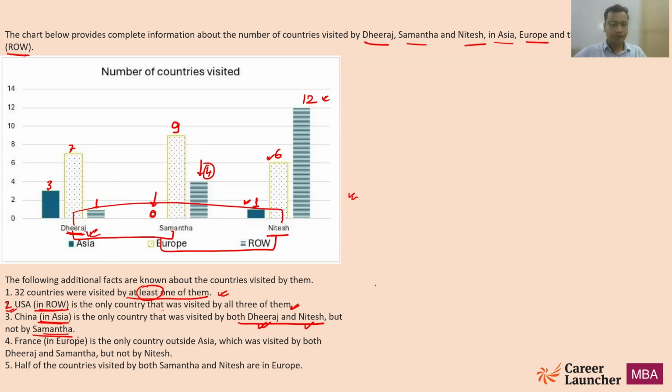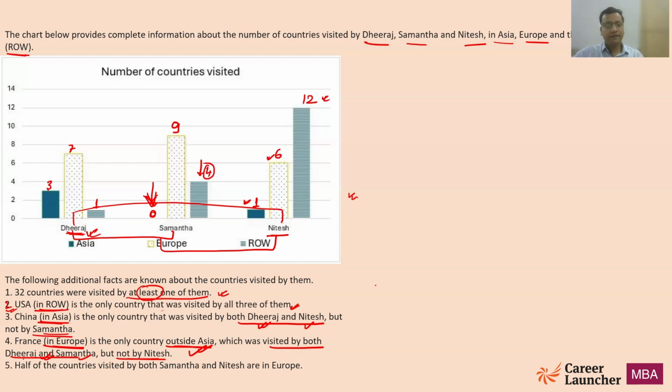Statement number 4. Look at this. France in Europe is the only country outside Asia which is visited by both Dheeraj and Samantha, but not by Nitesh. But one thing you need to be very clear about is that Samantha has not traveled to a single country in Asia, right? So that is why France is the country outside Asia which is visited by Dheeraj and Samantha, but not by Nitesh. If Samantha is visiting a country, that country has to be outside of Asia, either in Europe or in the rest of the world, right?